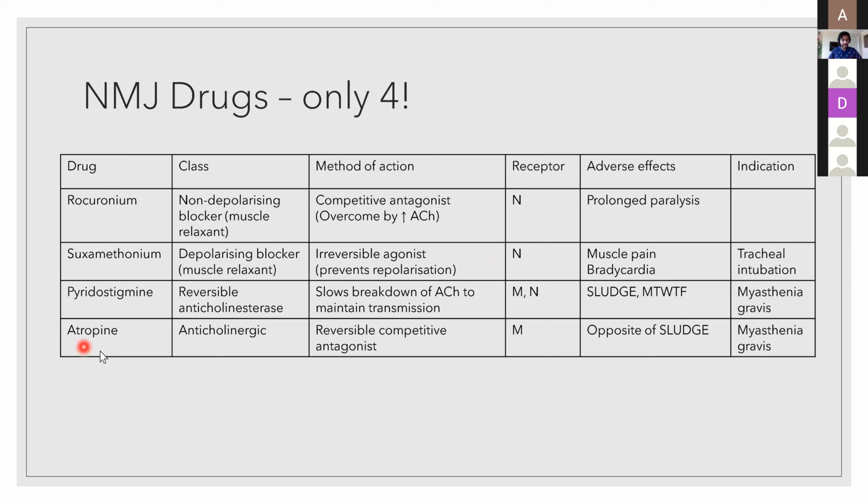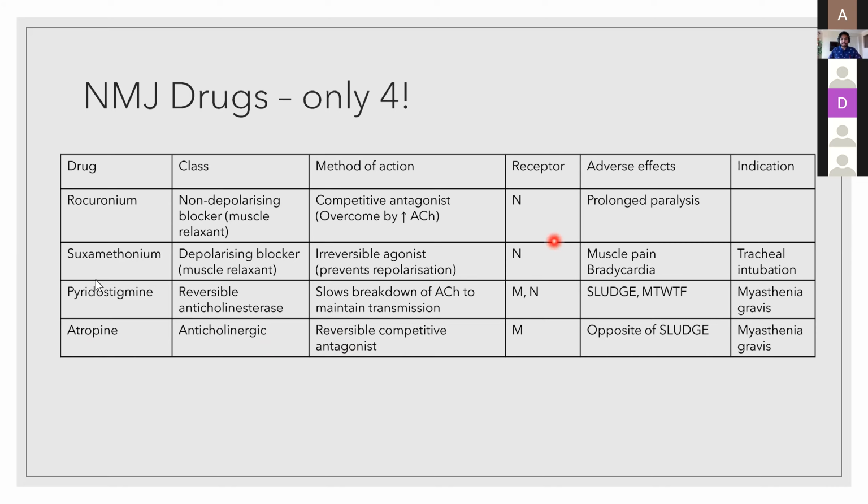And we also have atropine, which is an anticholinergic, acts at cholinergic nerves, but only at muscarinic receptors, only in your parasympathetic nervous system. It's a reversible competitive antagonist at these muscarinic receptors, and the adverse effects are the opposite of SLUDGE because we're having understimulation here, because it's just sticking there at the muscarinic receptors and not being stimulated anymore. And this is also indicated in myasthenia gravis. So what is myasthenia gravis? Why do we use these two drugs?